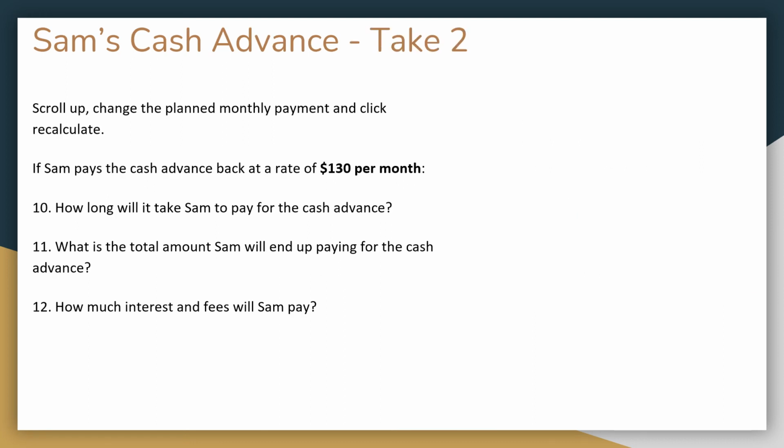Let's scroll up, change the planned monthly payment to $130 and click Recalculate. If Sam pays the cash advance back at a rate of $130 per month, it will take Sam 14 months to pay for the cash advance. What will the total amount be that Sam will end up paying for the cash advance? Sam will end up paying $1,734.50. Sam will end up paying $199.50 in interest and fees.